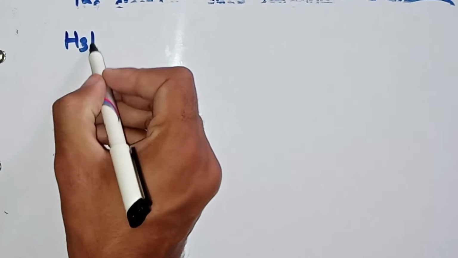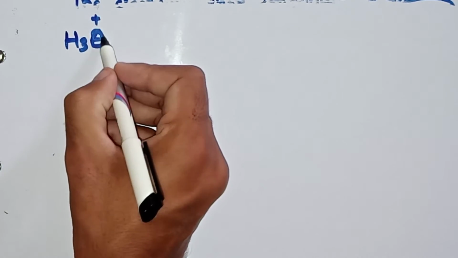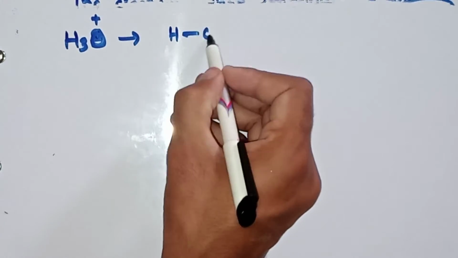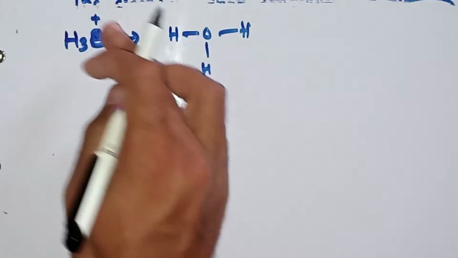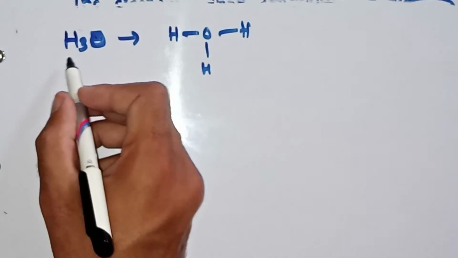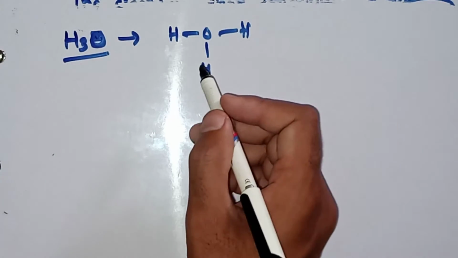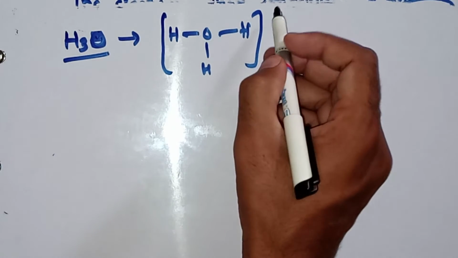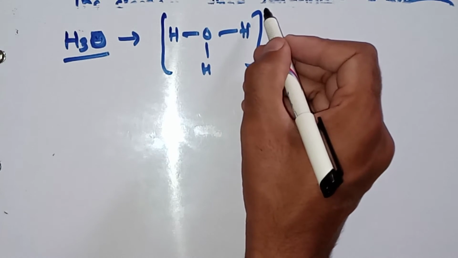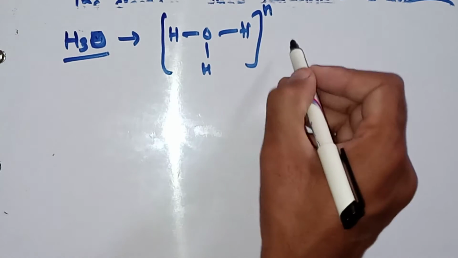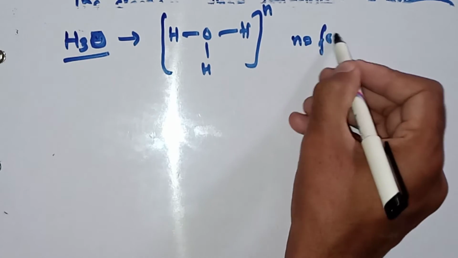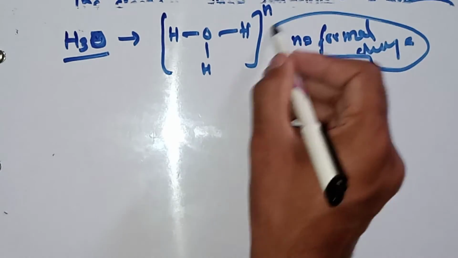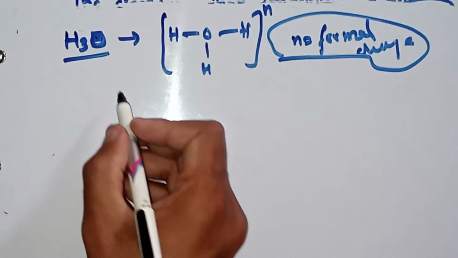What is the case in H3O? How does the plus charge arise? Let's suppose we don't know how many charges are present in H3O. Let the formal charge be n, where n is equal to the formal charge, and we don't know the value of n in this case. So let's calculate for hydrogen.